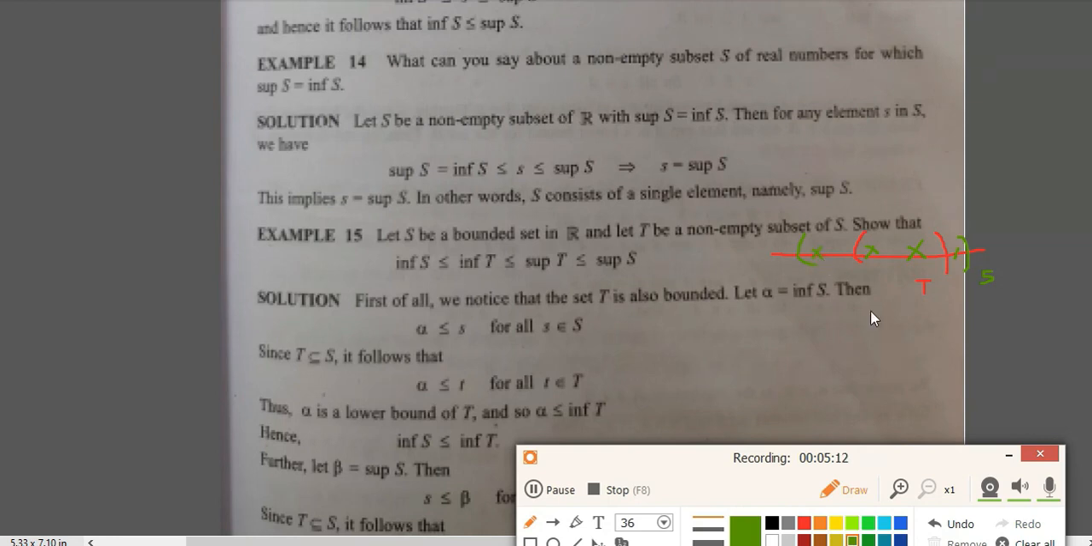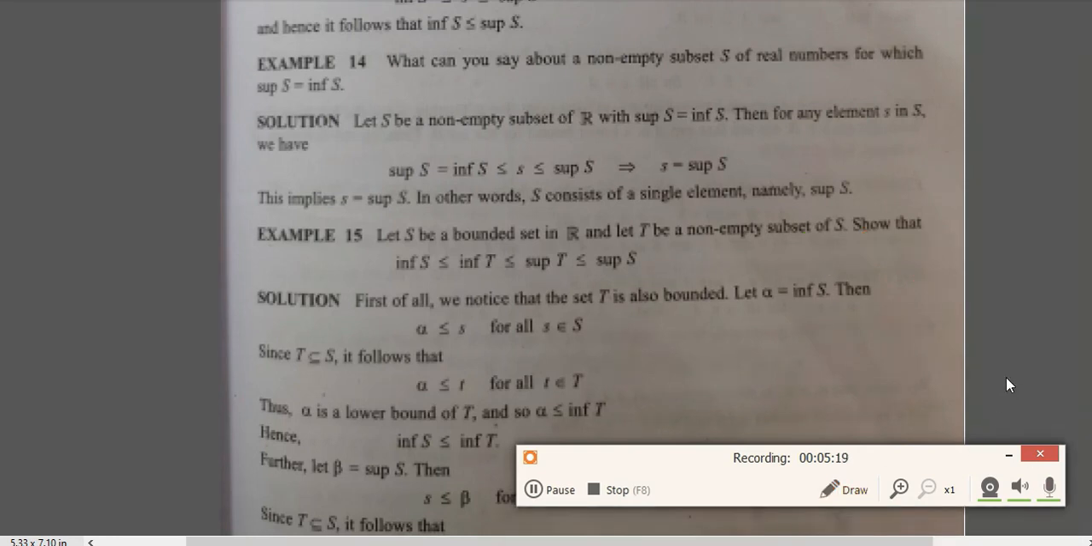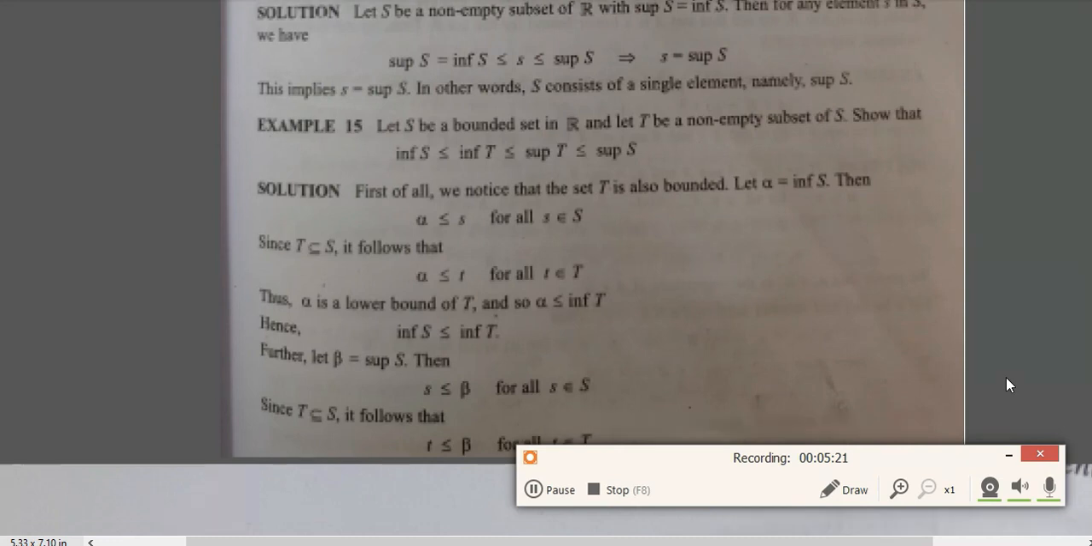Now let's see the proof. Notice that the set T is bounded. Let alpha equal the infimum of S. Then alpha is less than or equal to s for every s in S. Since T is contained in S, alpha is less than or equal to t for every t in T also. Thus alpha is a lower bound of T. So alpha is less than or equal to the infimum of T. That is, the infimum of S is less than or equal to the infimum of T.